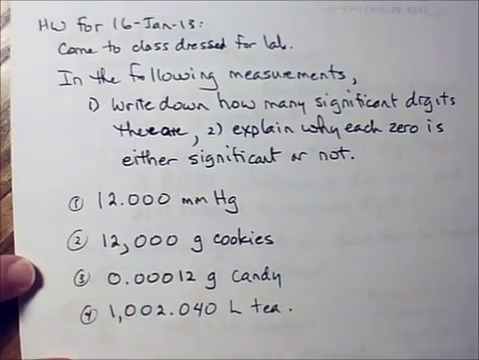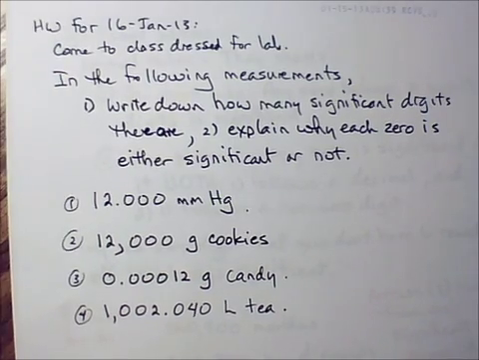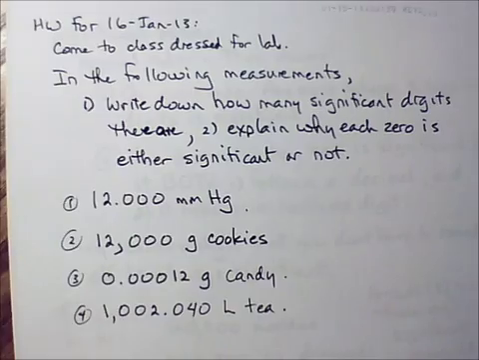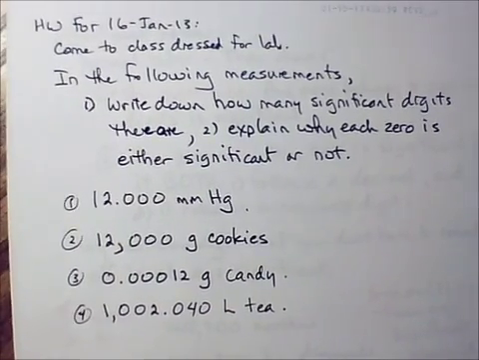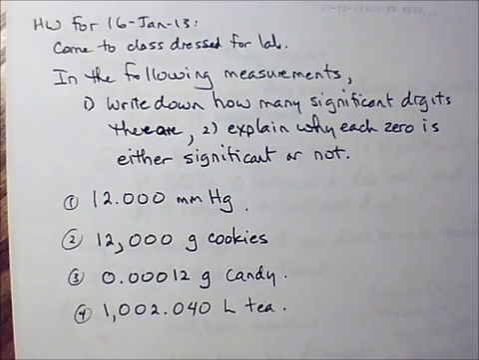So that's a lot of writing about each one of them to indicate whether the zeros are significant or not, and why. I figure if you do that for every one of these problems, then by writing it down each time, you're reminding yourself of the rules and applying them. Does that make sense?